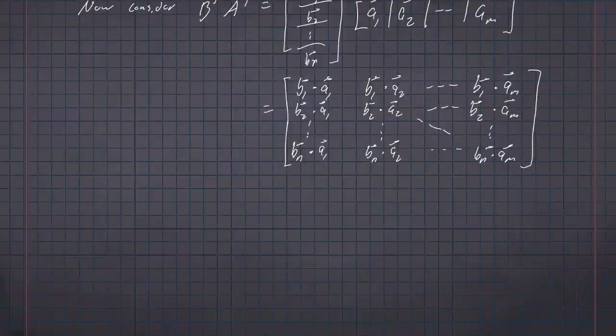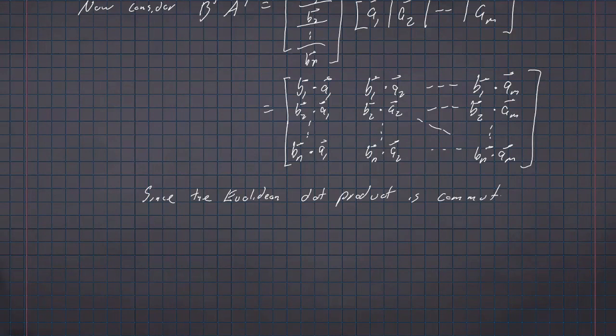So the last thing we need to know is that the Euclidean dot product is commutative. I'm not going to take the time to rewrite this matrix with everything flipped over. You will get exactly the same thing for B transpose A transpose that we got when we took AB and transposed that whole thing.